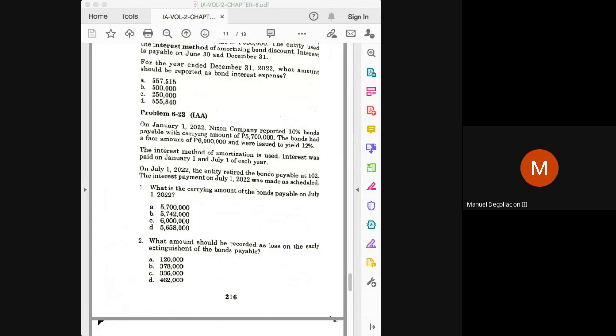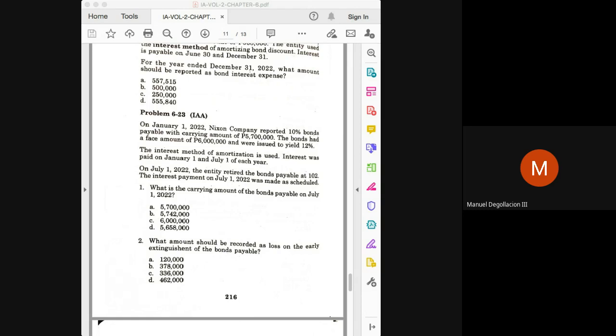What is the price in reacquiring the bond? It's 102 or 102%. So the face value is 6 million. Multiply that with 102% or 1.02. The retirement price is 6,120,000.